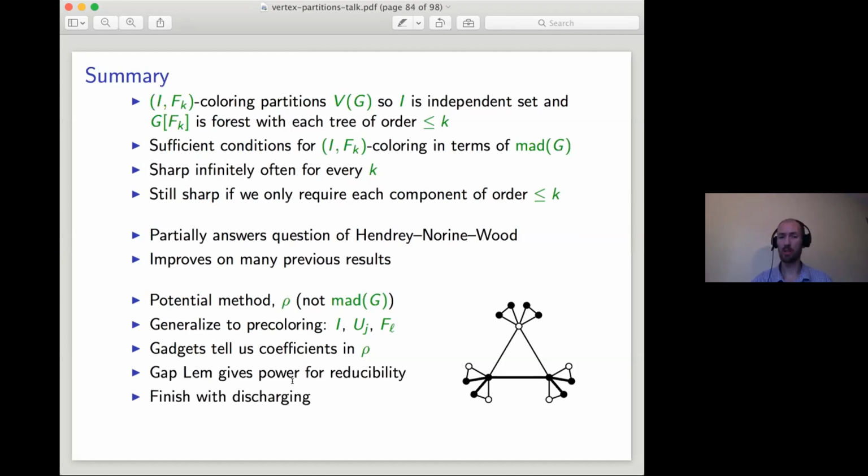And then we finish with discharging. And the paper is on the archive here if you're interested. So let me stop there. Thanks.